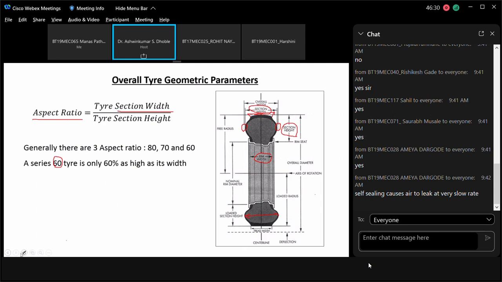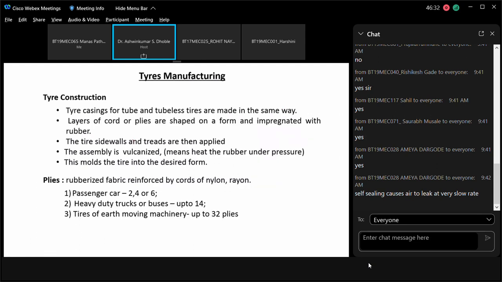Now what is next? Now tire construction. So please understand this. What is the tire construction? So tire construction, tire casing for tube and tubeless tires are made in the same way. That means as far as manufacturing is concerned, there is no difference. Layers of cord or plies are shaped on the form and impregnated with the rubber.